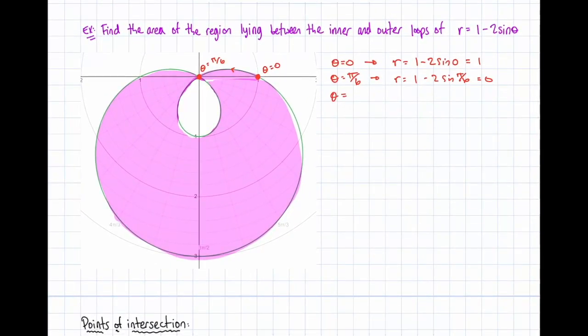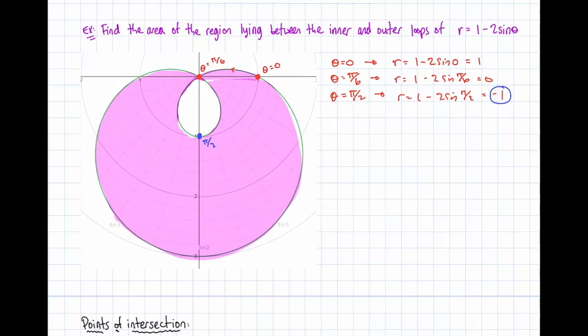Let's try theta equals pi over 2. That means that r equals 1 minus 2 sine of pi over 2, which is 1, which is negative 1, right? The sine of pi over 2 is 1. 2 times 1 is 2. 1 minus 2 is negative 1. So if I were to look at some colors here, this point right here is right here. So this is pi over 2.